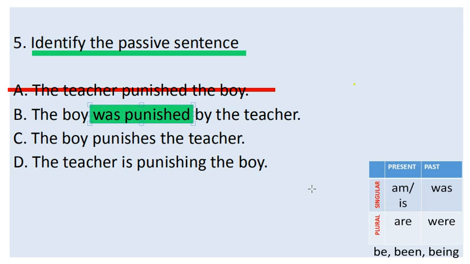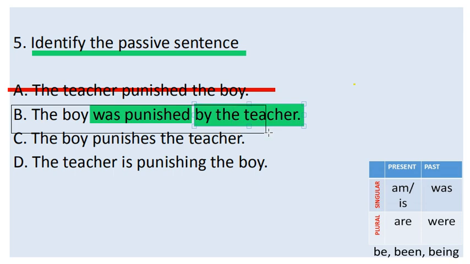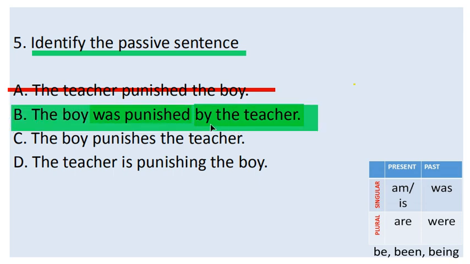Another way to identify the passive sentence is identifying the agentive preposition by, followed by the performer. So all indications point to option B as the passive sentence. The boy was punished by the teacher. This will be all as far as this video is concerned. Active and passive voice by now should be clearer than it was before.